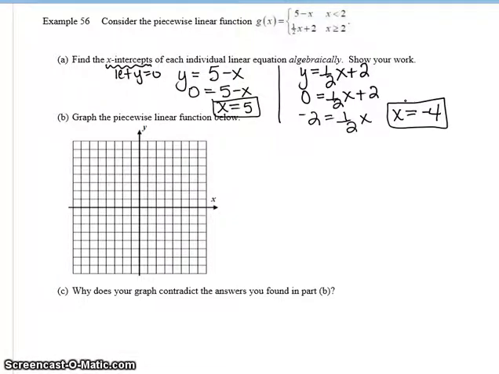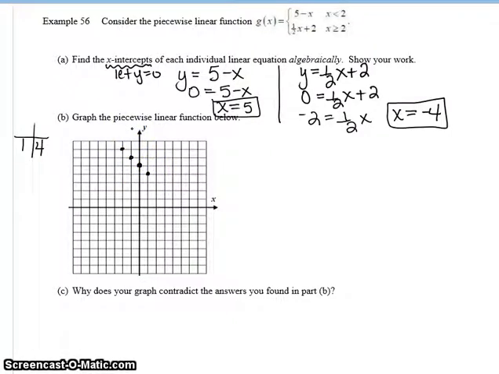Part B, graph this piecewise function below. Okay, so I'm just going to pick some values here. And when x is less than 2, so let's start with 1. I'm going to plug it in here. And 5 minus 1, I get 4. So when I plugged in a 1, I got out a 4. So that's the point (1, 4). I put it up. Okay? Now watch, guys. That has a slope of -1, which would normally mean down 1 over 1. But if I reverse that, I'm going to get points like this.